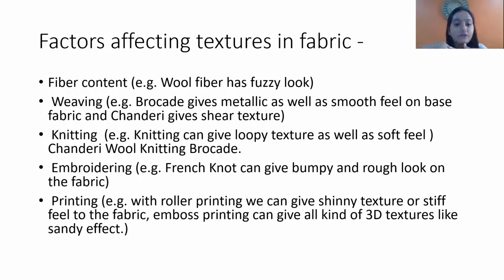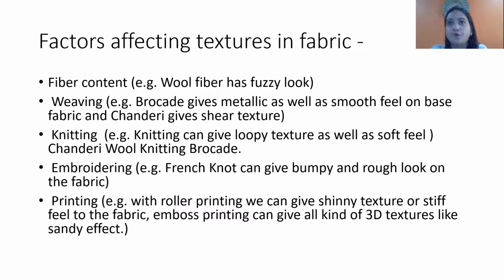Another factor is weaving. For example, if you want to give a smooth feeling to a fabric, you can mix metallic yarn into your silk fabric. It will give you a very lustrous as well as a very smooth effect. Knitting: with the help of knitting, we can also create texture. For example, if you want a loopy, soft-feeling texture, you can combine silk yarn or brocade with the knitting technique.